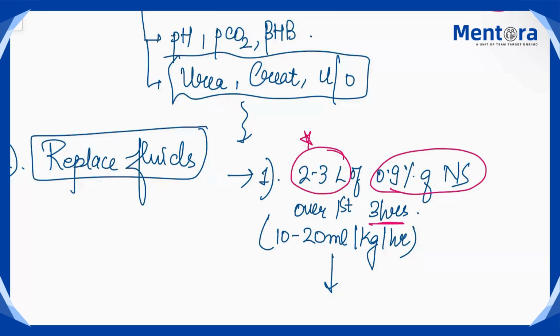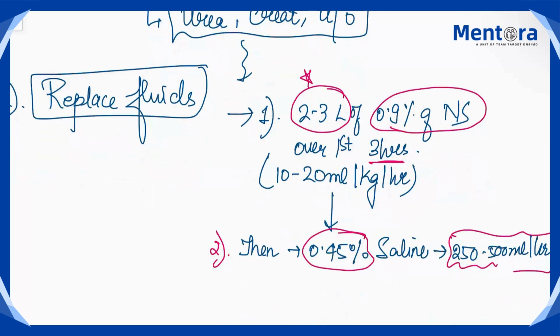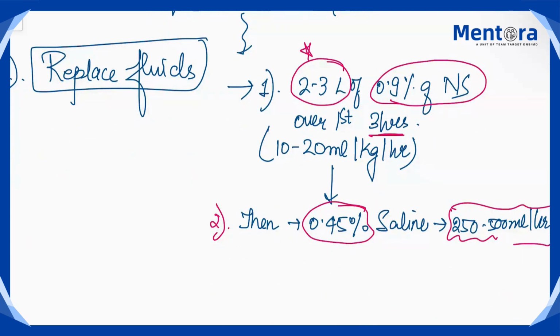Okay, after first 3 hours, we have to reduce this 0.9% NS to 0.45% saline, because we do not want to cause too much dilutional hyponatremia. So 0.45% saline can be given at a rate of 250 to 500 ml per hour. So first you were pushing 2 to 3 liters in the first 3 hours. Now after first 3 hours, you have to reduce this to 0.45% saline, which can be given at a rate of 250 to 500 ml per hour.